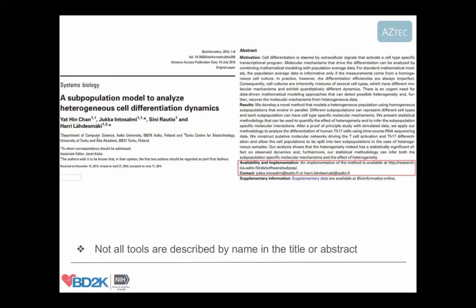And some difficulties we encounter. Not all tools are described by name in the title or the abstract. So here, this would be a challenging tool to identify because the title doesn't have any mention of the tool. The tool is in fact not named, but says an implementation of the method is available at, listing the URL, so that would be something that we would still be able to identify.